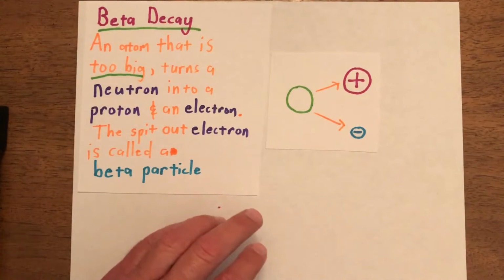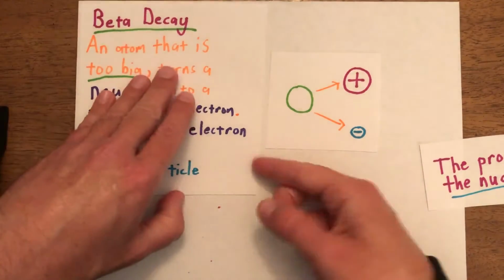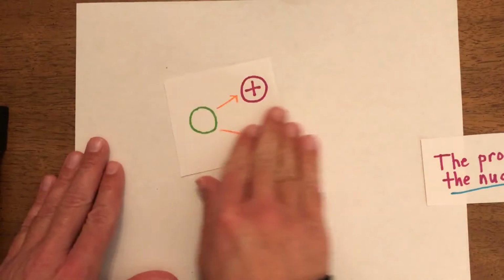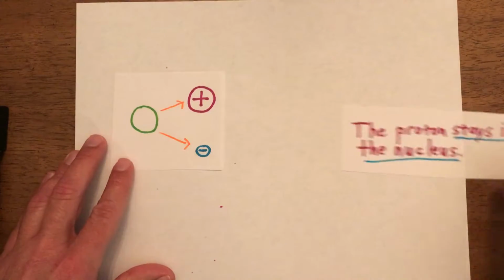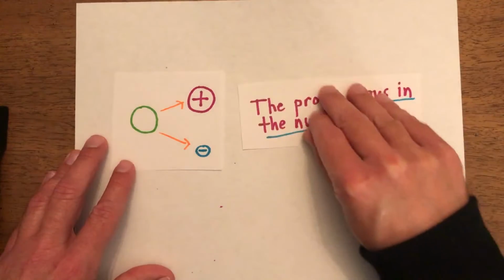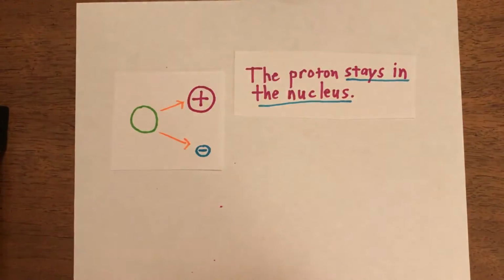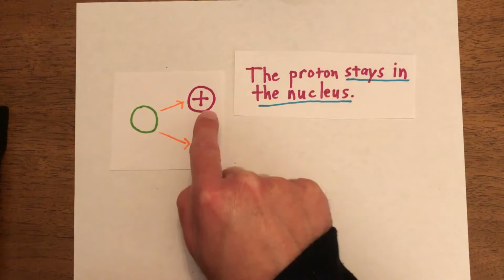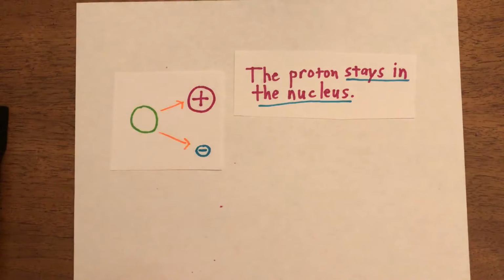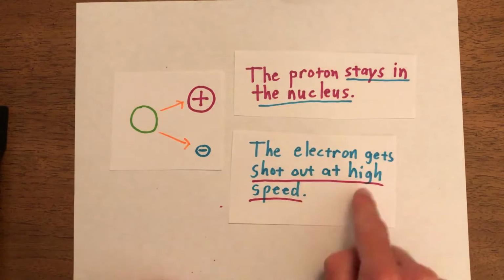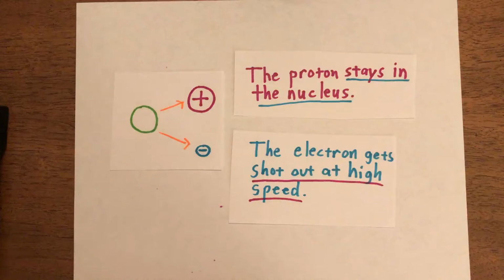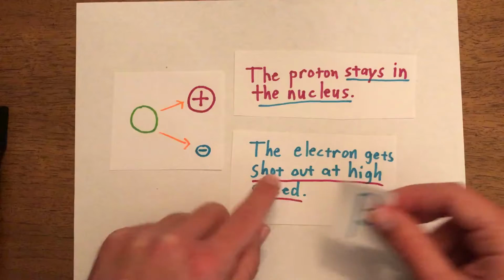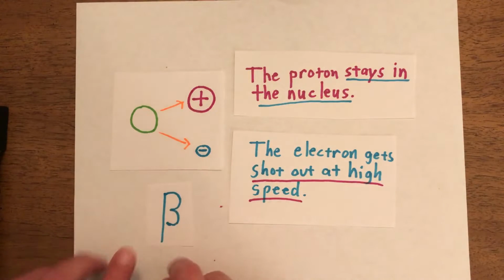Now, a couple important points about this. Let me scoot this over now, about this proton and this electron. The proton stays in the nucleus. So this new nucleus that's created, the proton stays in there. But the electron gets shot out at a high speed. So the electron goes zooming out and the proton stays in there. The name again for this is beta decay, and so we call this a beta particle.